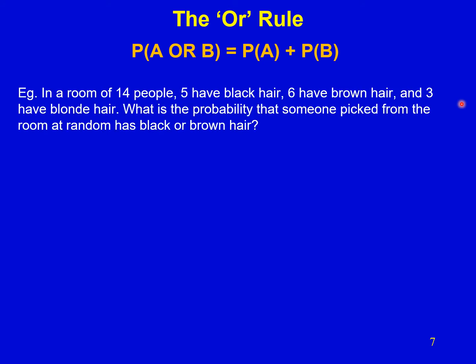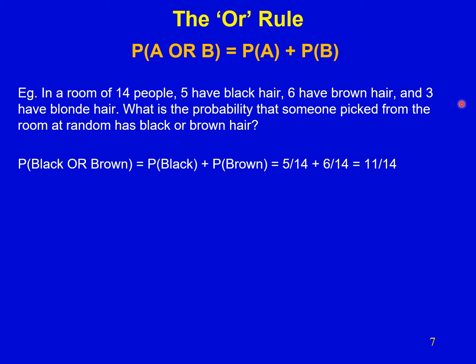Now let's look at the OR rule. This tells us that the probability of A or B happening is the probability of A plus the probability of B. So let's have a look at an example. In a room of 14 people, 5 have black hair, 6 have brown hair, and 3 have blonde hair. What is the probability that someone picked from the room at random has black or brown hair?